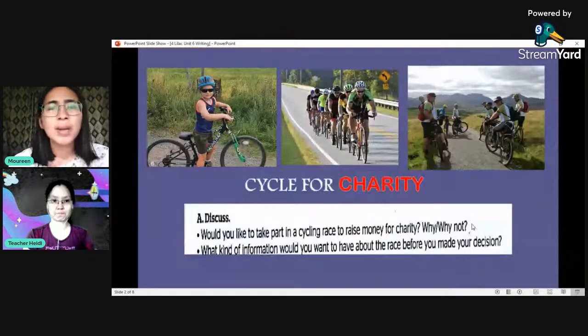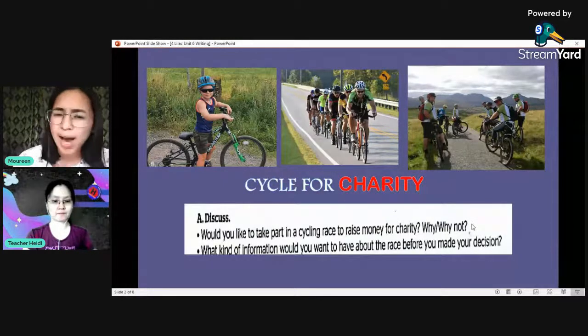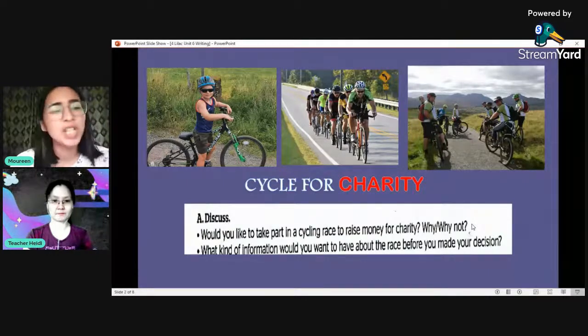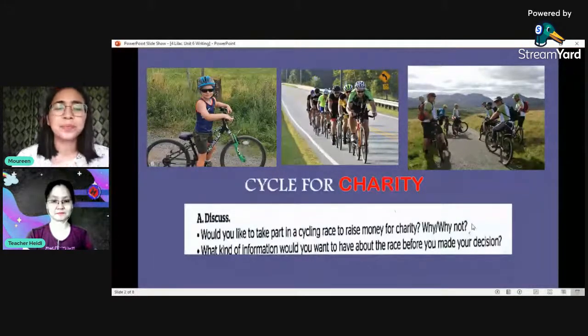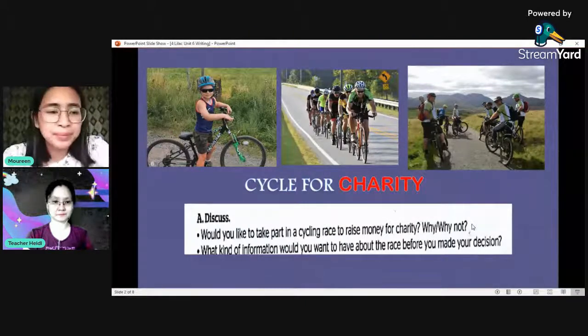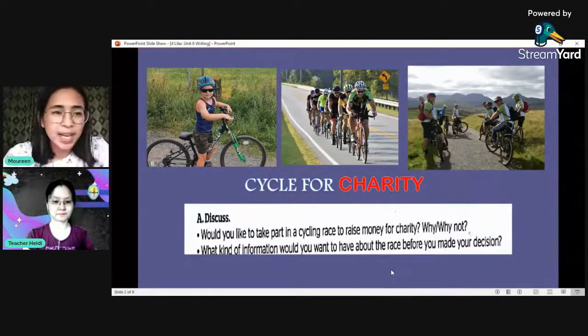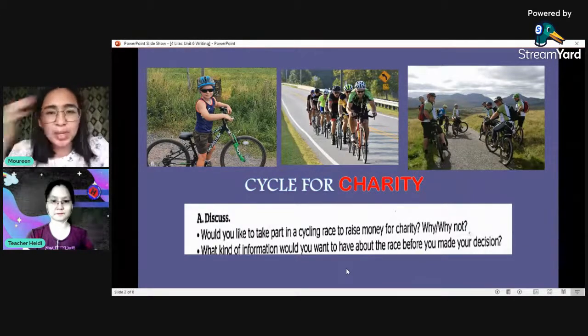Contohnya, you will see a marathon for cancer awareness. So the money raised during the marathon or through the marathon registration will be given to the cancer awareness center ke, cancer awareness organization clubs. So this one I'm asking you, would you like to take part in a cycling race to raise money for charity? Why and why not, right? What do you think? If anybody can answer through the chat box.